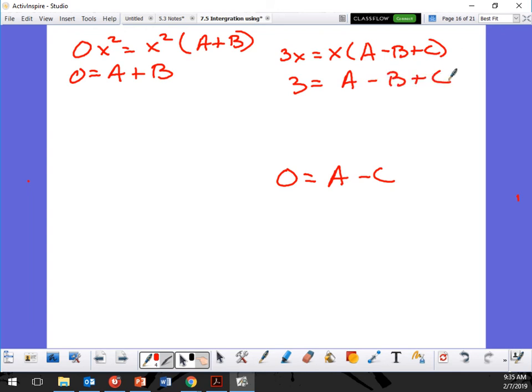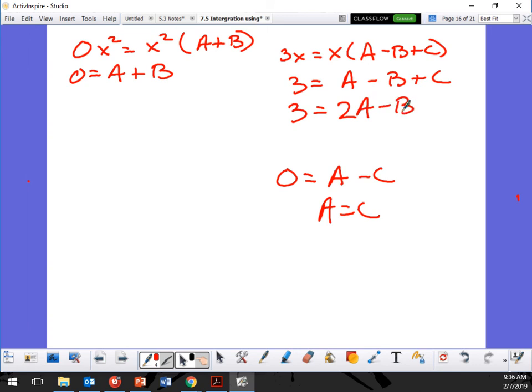Now I'm going to use a system of equations. I want to say a equals c, and I want to use this, so I'm going to put that over here. So together I'm going to have 3 equals, so if a is equal to c, how many a's do I have?